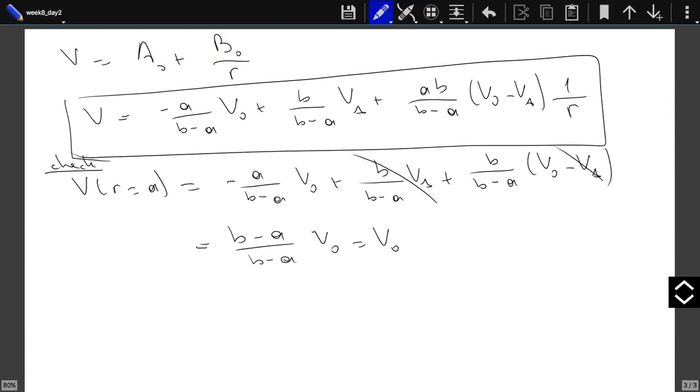Now, if I made a mistake somewhere that I couldn't see now, we will see it now. Let's just check the boundary condition at R equal to B. V at R equal to B is equal to the same coefficient.